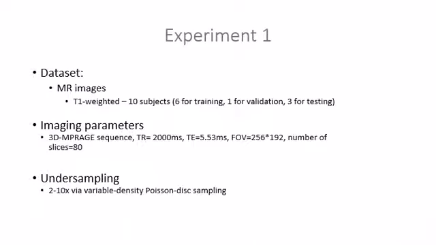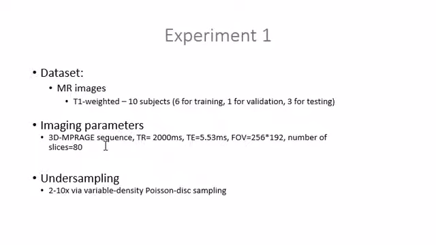Now what I did in this project was compare L1 SPIRiT with neural networks. For this, I conducted two main experiments. In the first experiment, there were T1 weighted images of 10 subjects. They were acquired at UMRAM, but I would like to notify that they were not acquired by me. I used 10 subjects for training, 1 for validation, 3 for testing. Following are the imaging parameters. The sequence was a 3D sequence, TR 2 seconds, TE 5.53 milliseconds, and 80 slices.